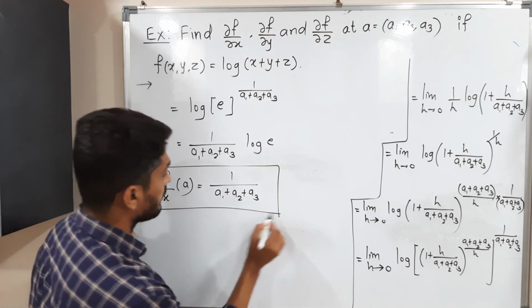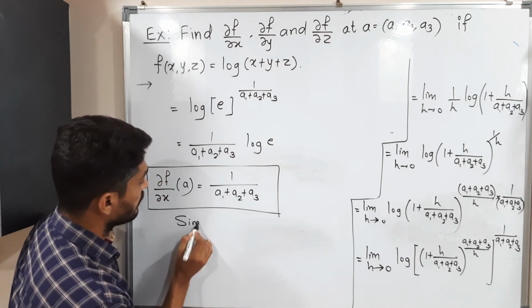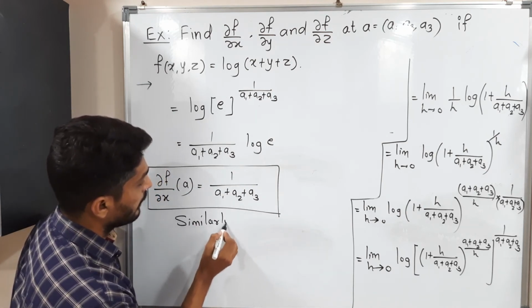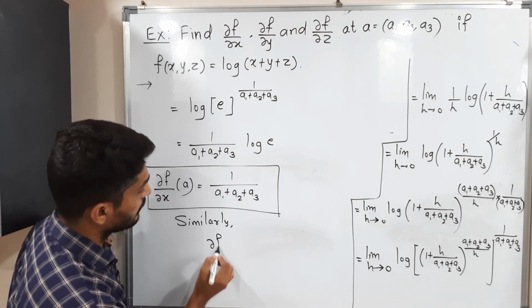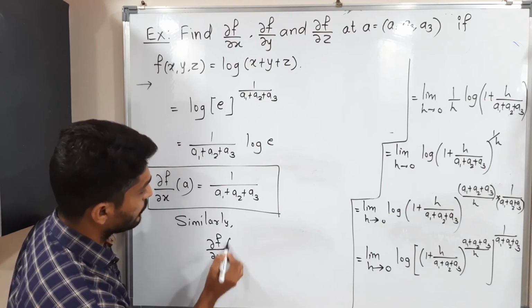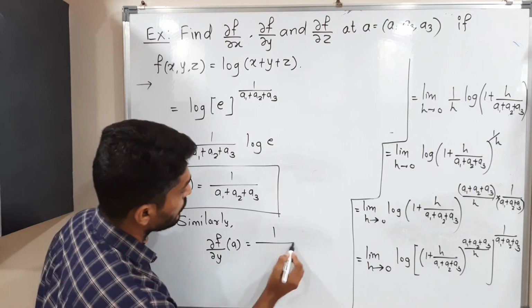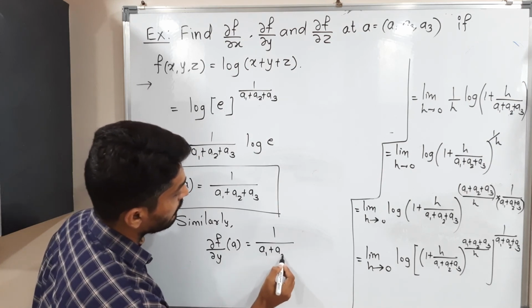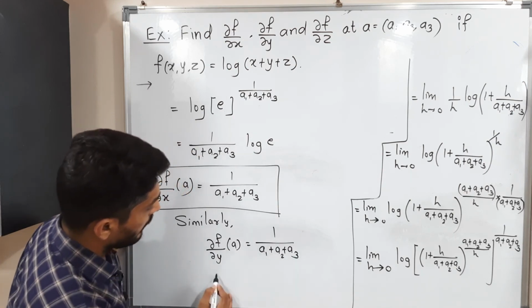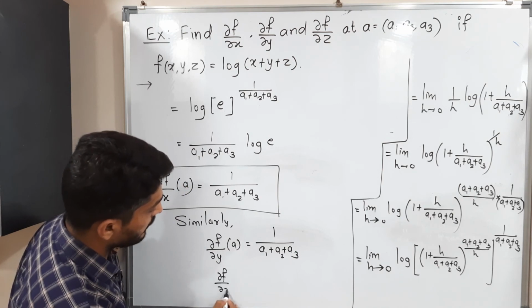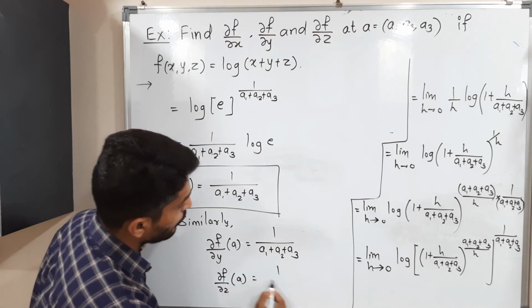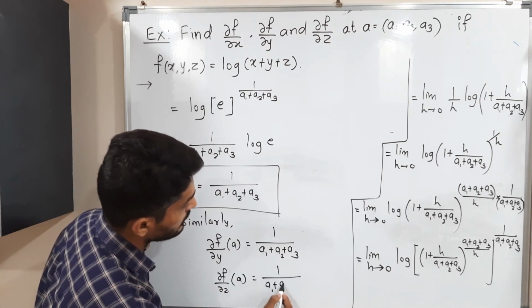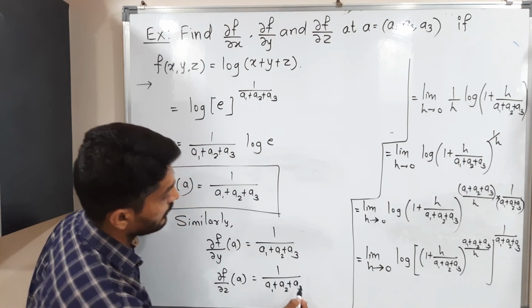Similarly, actually we are supposed to prove it, but I will leave this task to you. So its value is again 1 upon (a1 + a2 + a3), and ∂f/∂z at point A is again 1 upon (a1 + a2 + a3).